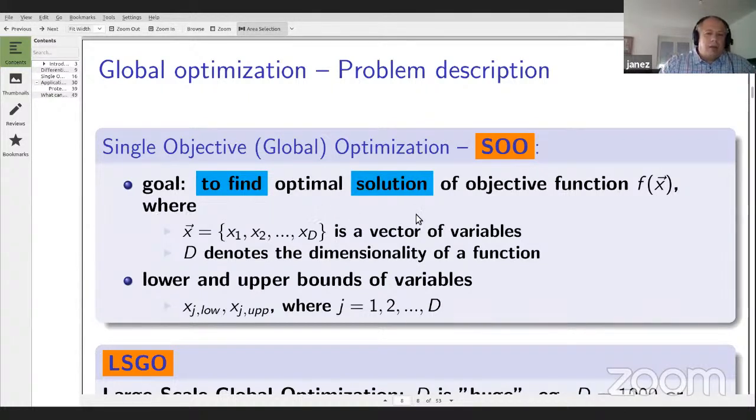Usually we have some lower and upper bounds of variables, maybe prescribed in advance. So inside this so-called search space, we want to find the best X vector. As I mentioned, in large-scale global optimization the dimension is usually huge, 1,000 or even more, millions and so on.